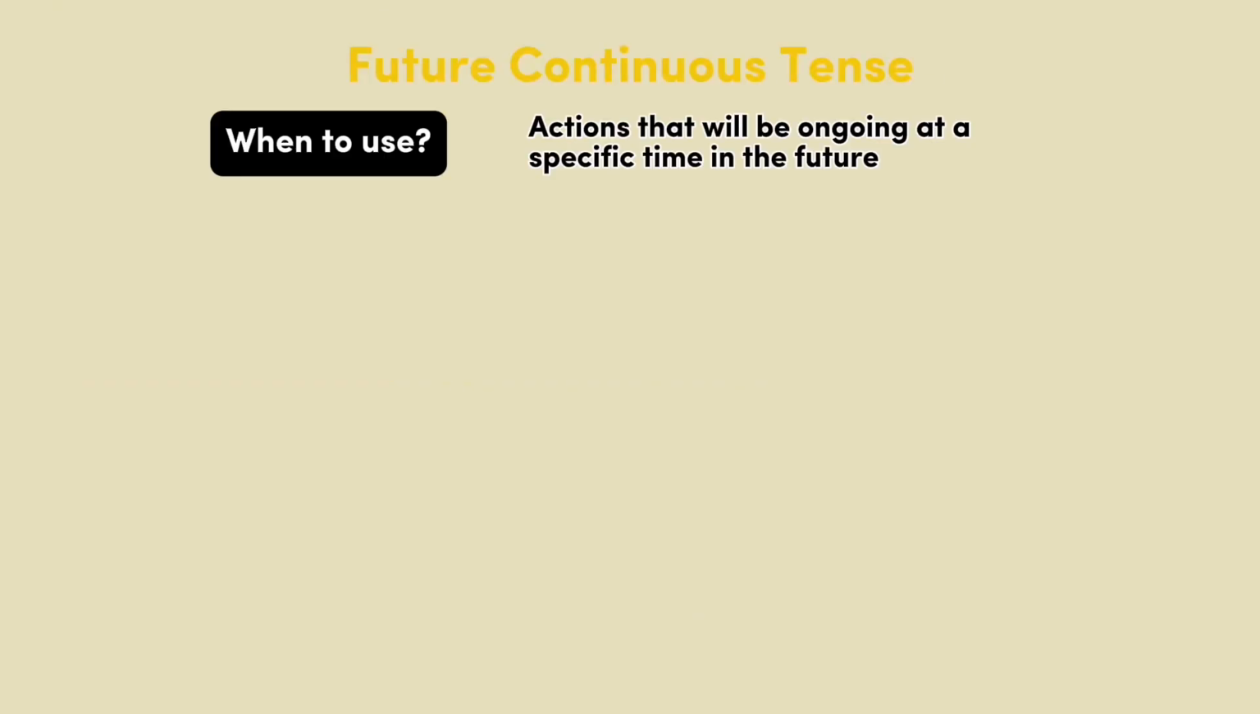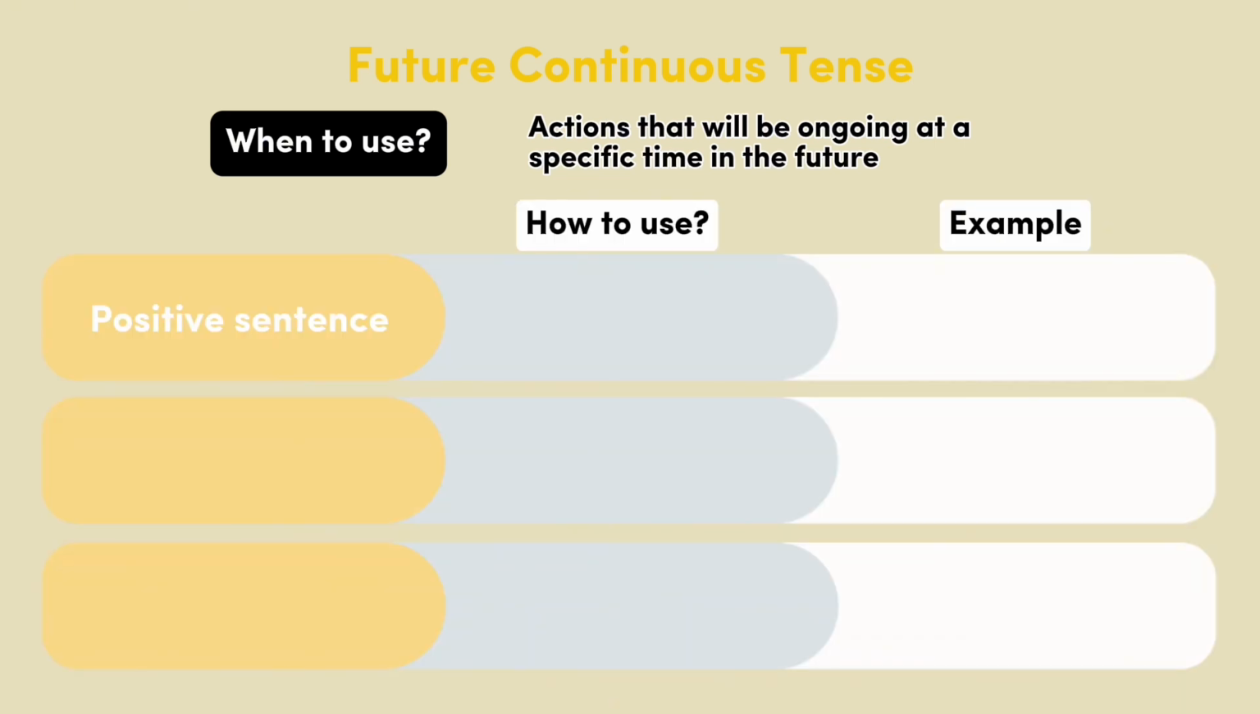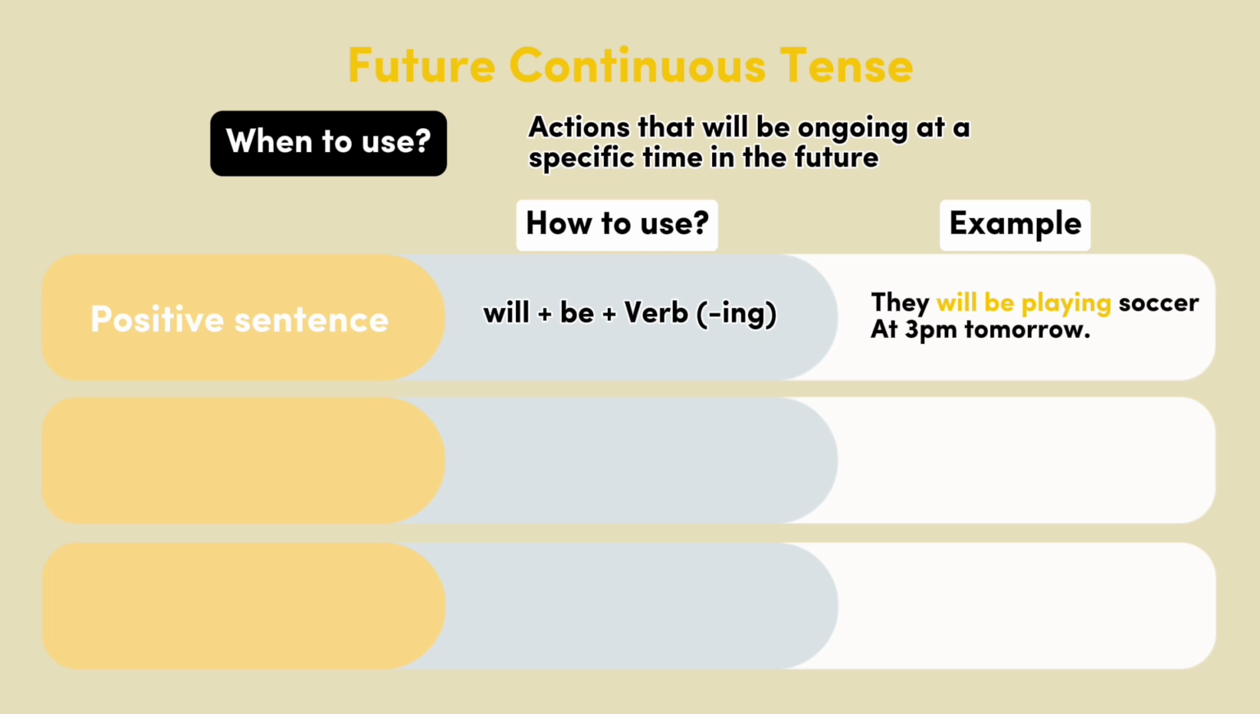Future continuous tense describes actions that will be ongoing at a specific future time or during a future period. It emphasizes the continuity of the action in the future. Positive sentences use the auxiliary verb will be, followed by the present participle, base form ing of the main verb. They will be playing soccer at 3 p.m.